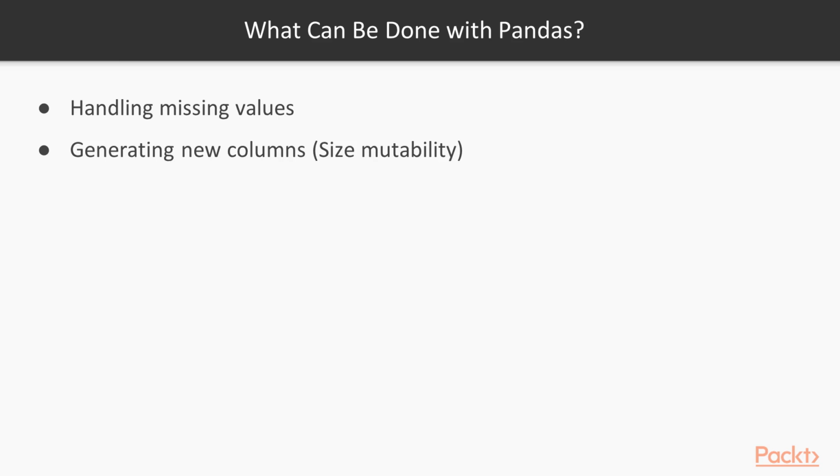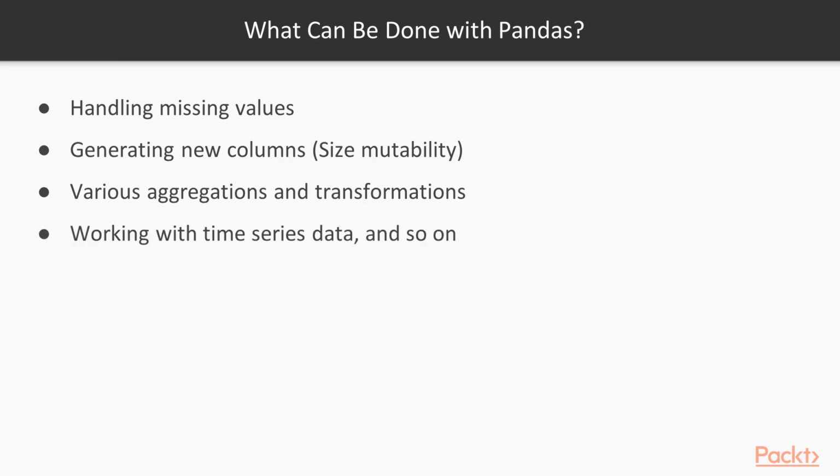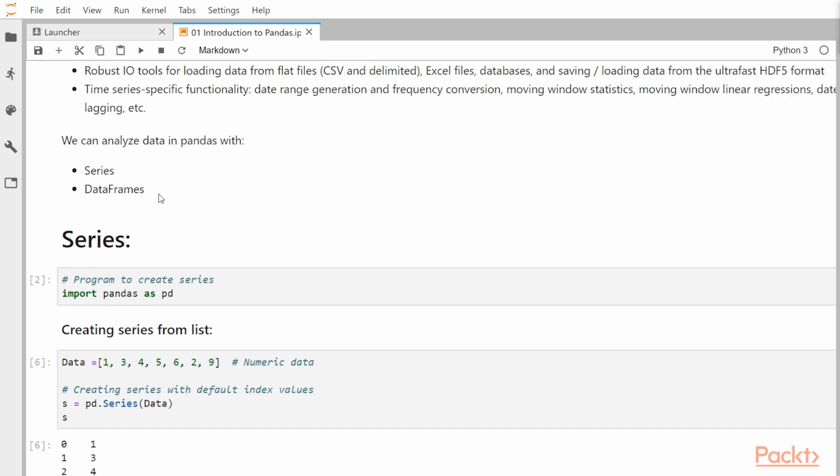Then we might want to use our data to aggregate something. We can apply those kinds of aggregations using a special method in Python called apply. We can also work with time series data using pandas. We can merge and join different data frames using pandas. Now, in pandas, we can analyze the data through, number one, series, which is just one dimensional and is similar to lists that we had studied, and data frames. Now let us first look at series.